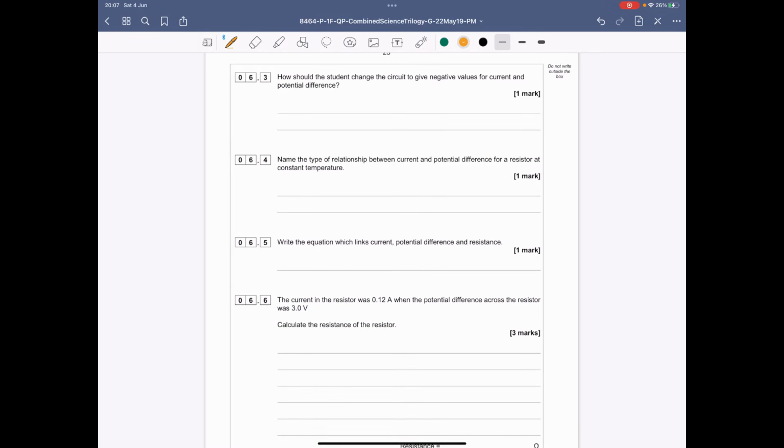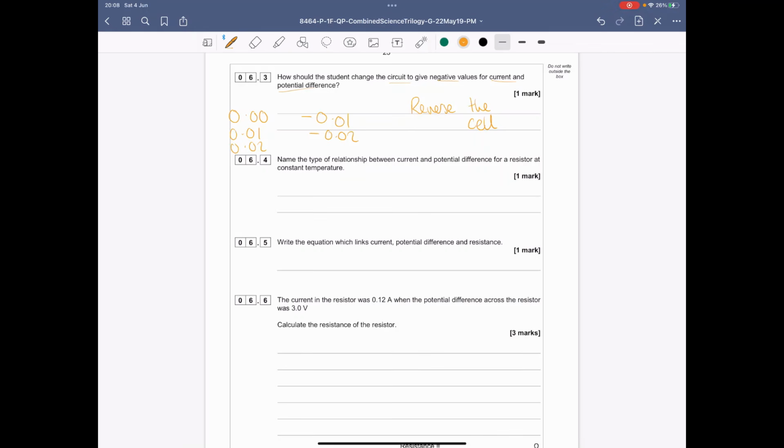Question 6.3. How should the student change the circuit to give negative values for current and potential difference? Well, you might remember when you've used a voltmeter or an ammeter that the numbers are normally 0.00 or 0.01 or 0.02. To get negative readings, what you do is simply reverse the components. Okay, so you would reverse the battery and then it would be minus 0.01 or minus 0.02. So your answer would just be reverse, to be honest, you could just reverse the cell itself, so therefore the current would just go in the opposite direction.